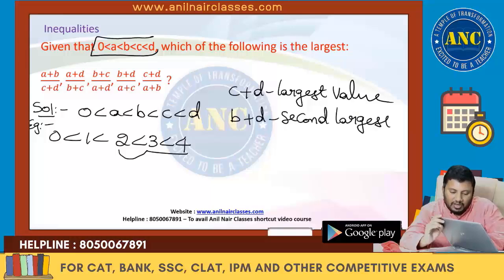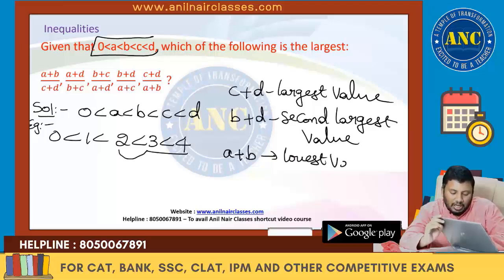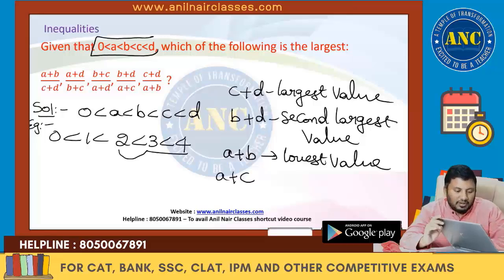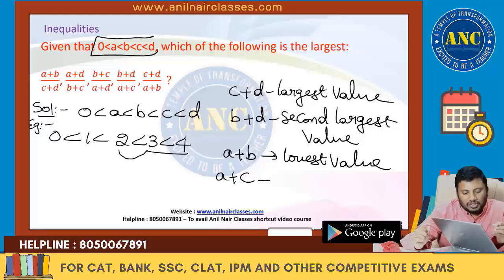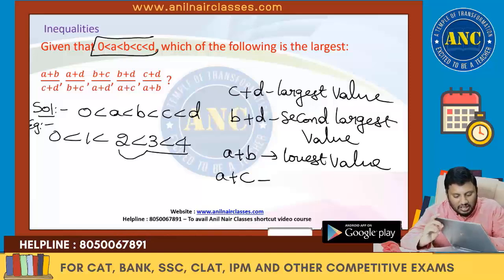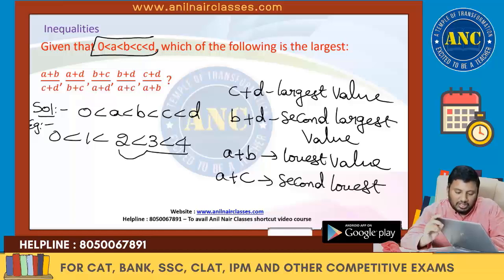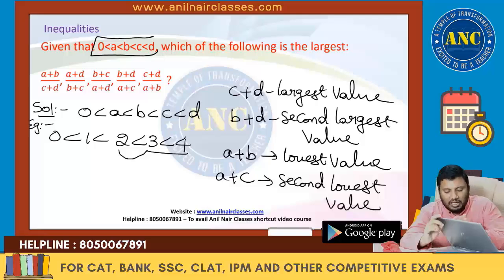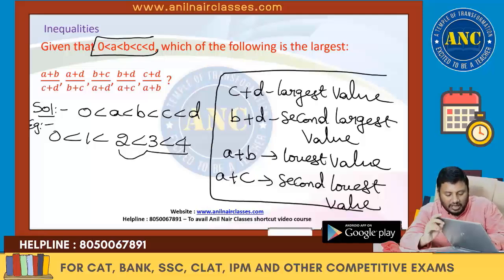Then we require the lowest. Lowest is the sum of the first two lowest, so A plus B is the lowest value. Second lowest is A plus C. A plus B, 1 plus 2 is 3, which is the lowest. 1 plus 3, which is A plus C, is nothing but the second lowest.